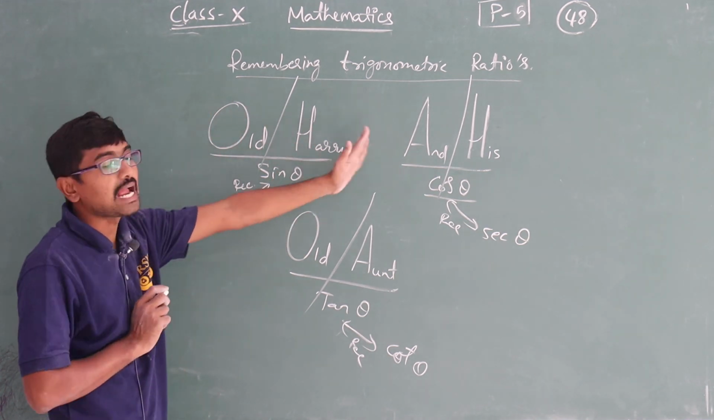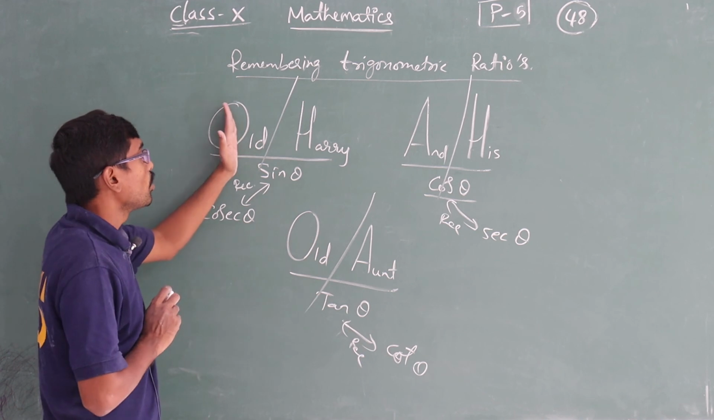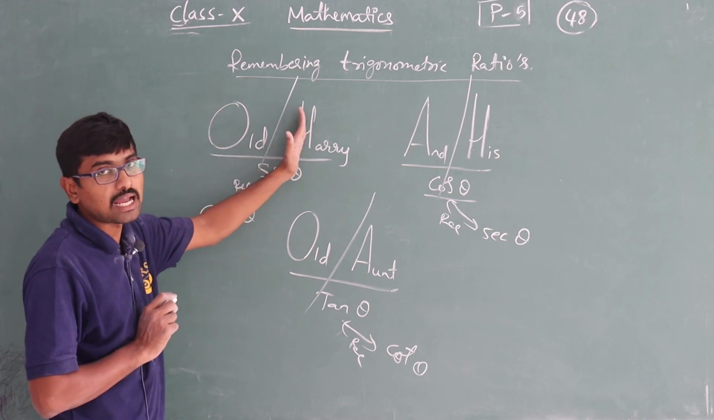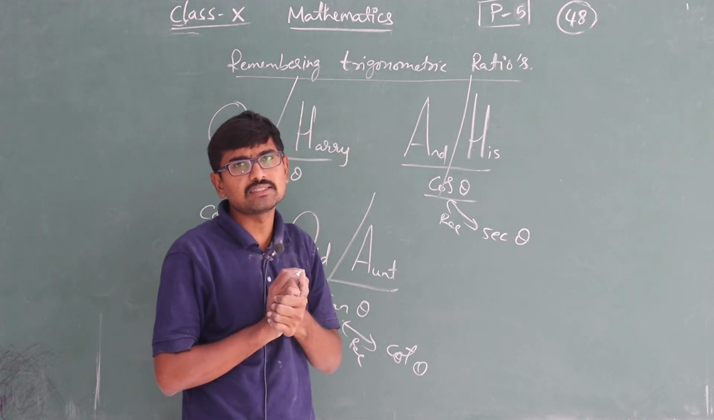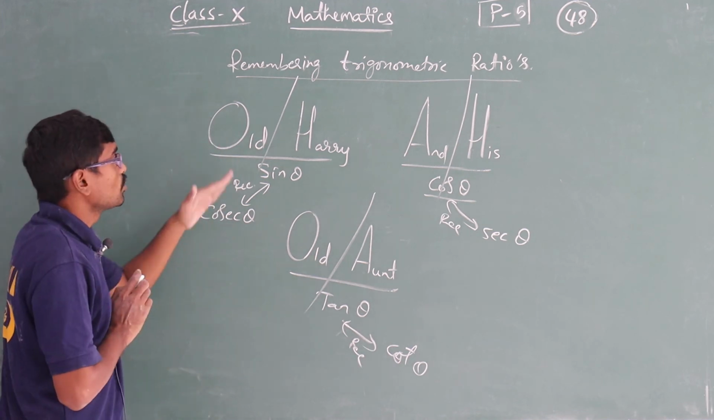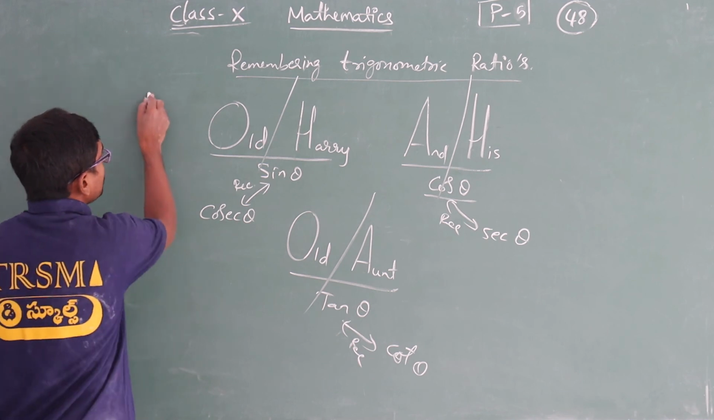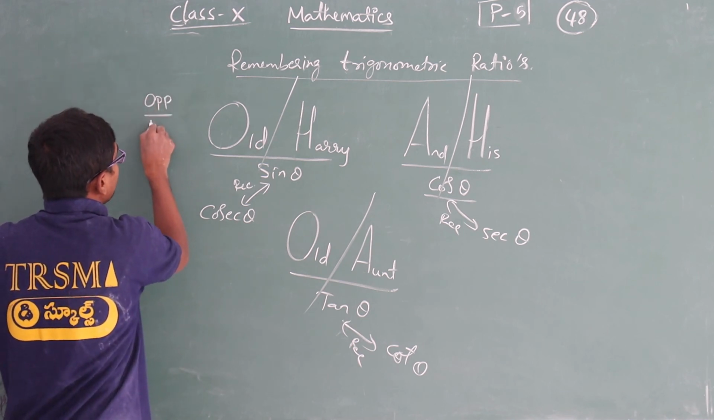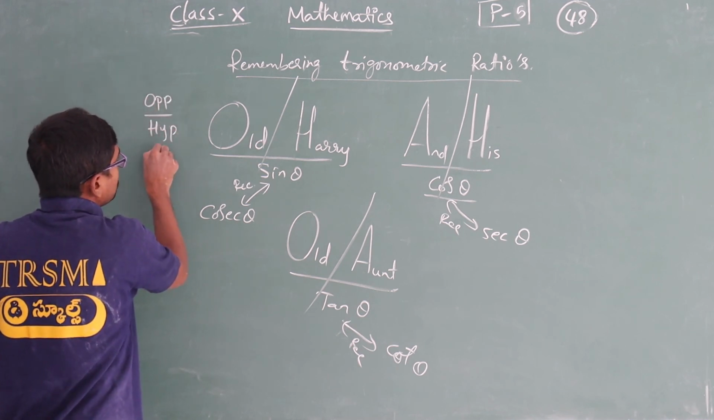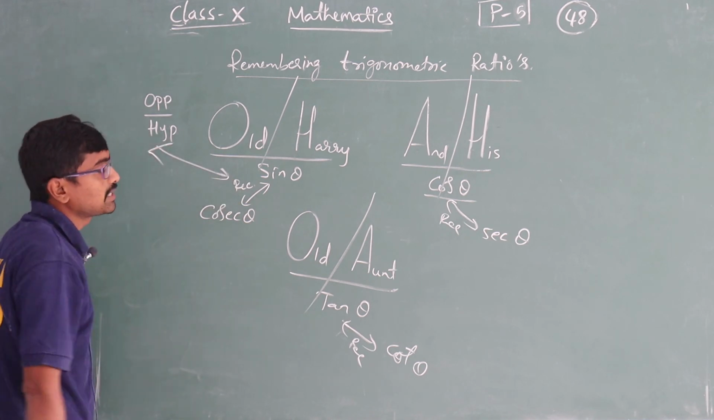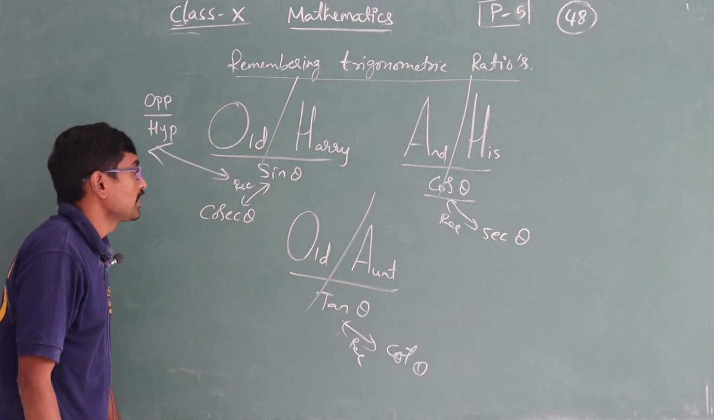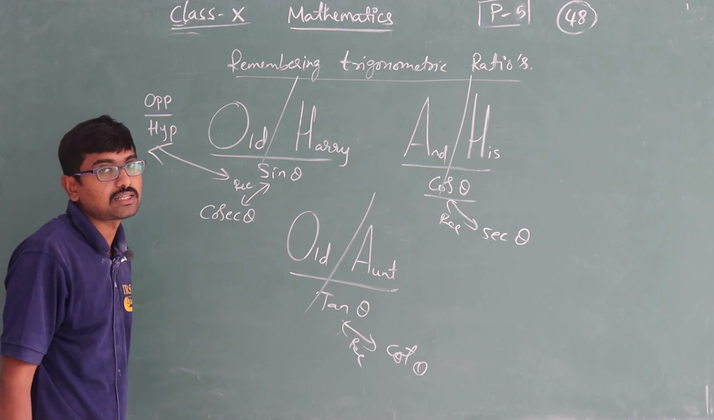Okay, old Harry and his old auntie. O represents opposite, H represents hypotenuse, A represents adjacent side. Okay? So old Harry, that is opposite by hypotenuse. What does this represent? It represents sine theta. Reciprocal of this, cosecant theta.